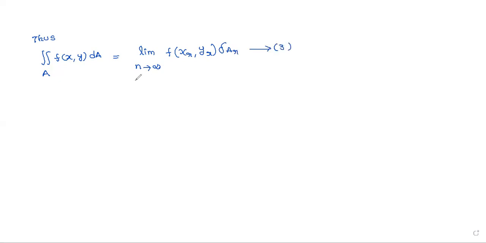So thus, double integration means simply finding the area f of x comma y dA, or the limit as n tends to infinity of the sum f of xr comma yr delta AR, equation number 3. n tends to infinity means delta AR tends to 0. Next, evaluate.